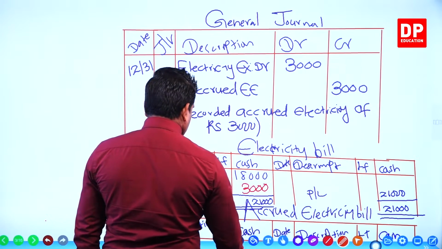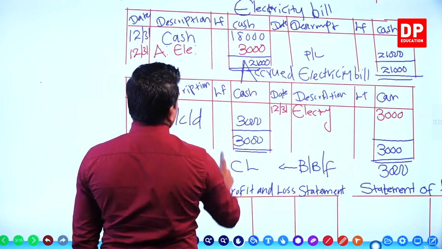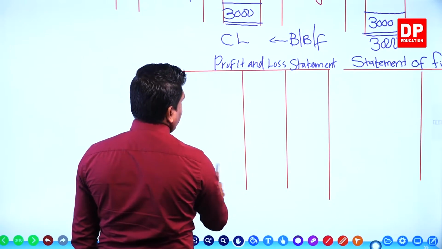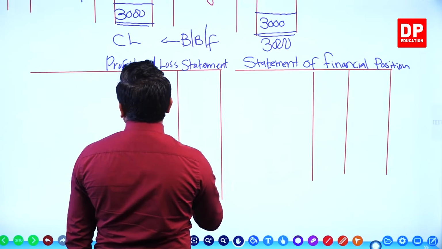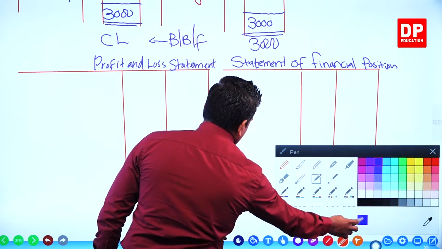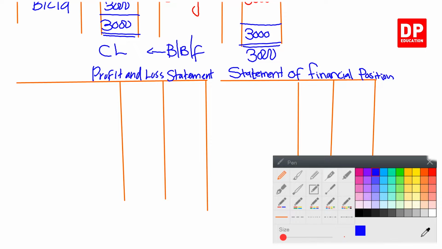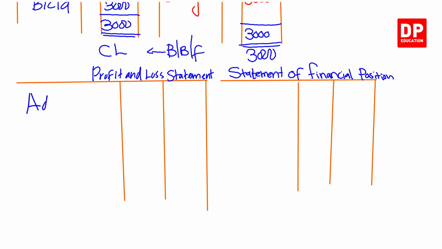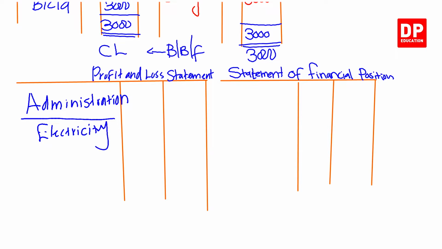How much do you write in the profit and loss statement? 21,000. It is electricity. Where do we normally record electricity? Under the distribution category or administration category or where? Administration, right? Administration. What is that? Electricity. How much? Electricity.